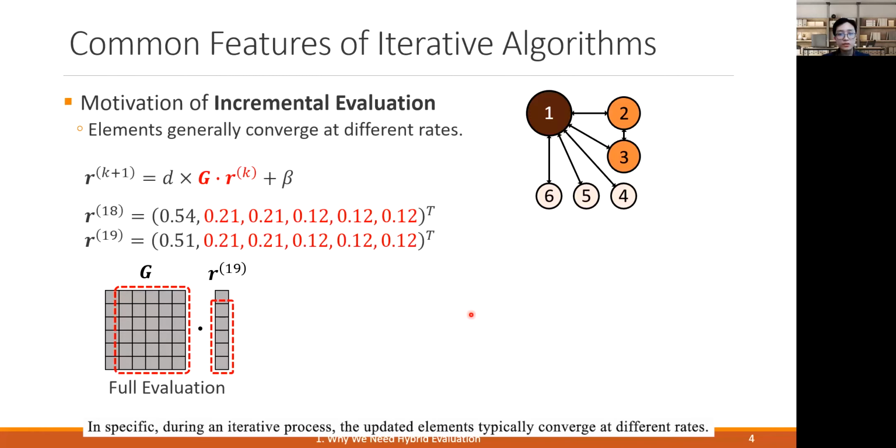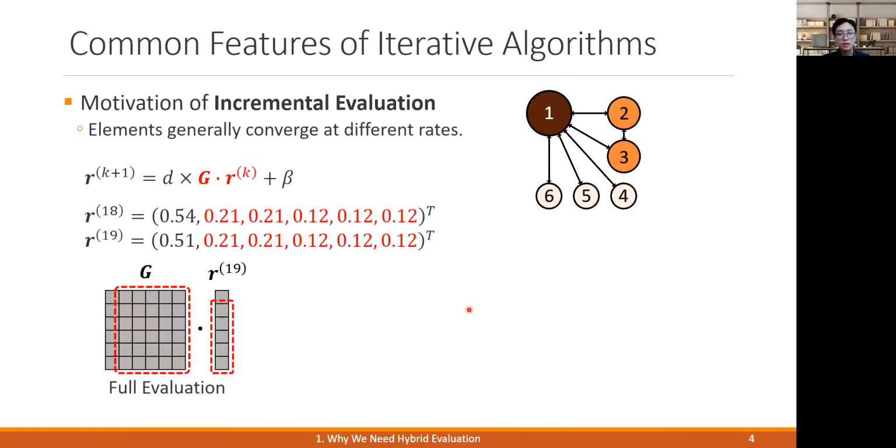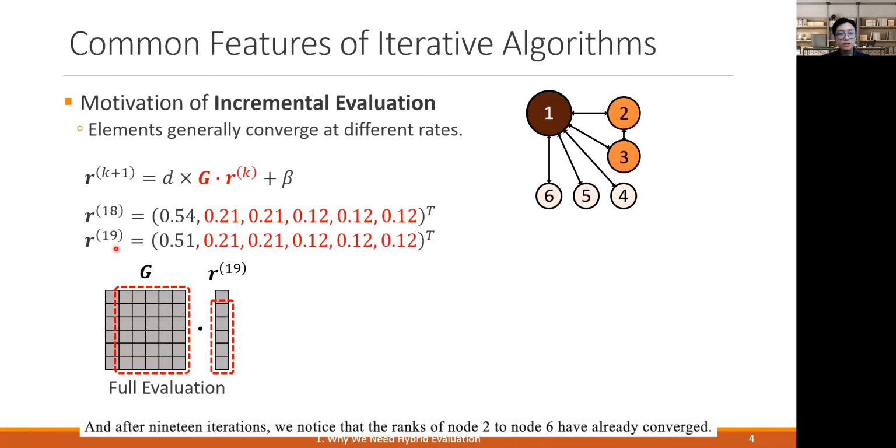Specifically, during an iterative process, the updated elements typically converge at different rates. That is, we may recompute those elements with early convergence. Here I give an example of PageRank on a 6-node network. The first line here shows the iterative expression of PageRank. And after 19 iterations, we notice that the ranks of node 2 to node 6 have already converged. However, the original full evaluation repeats computation on these ranks, regardless of the redundancy. Here, the redundancy is circled by red boxes in this figure.